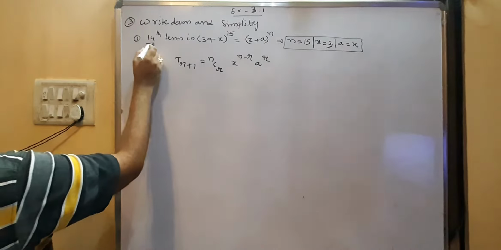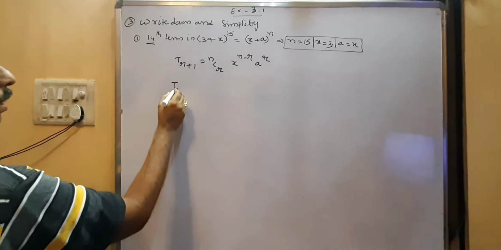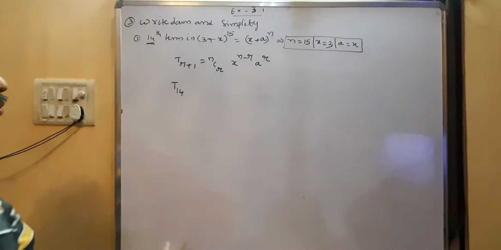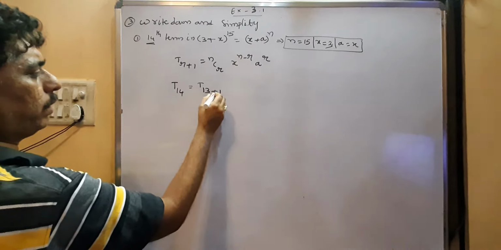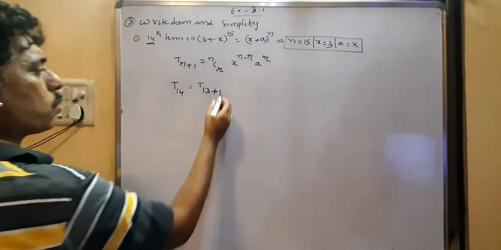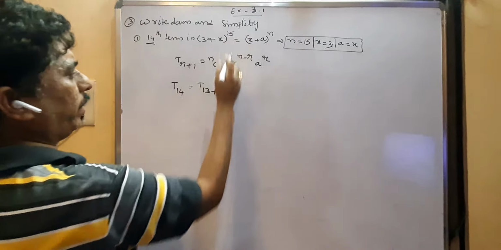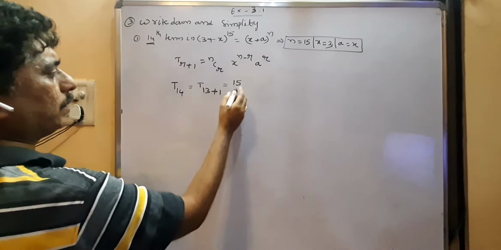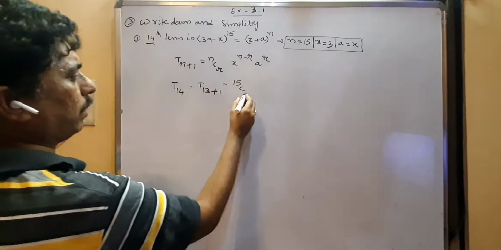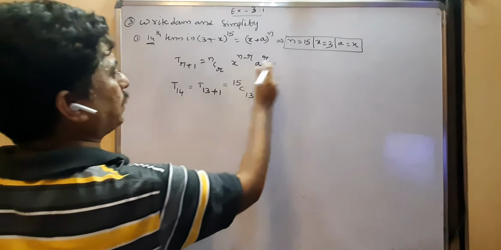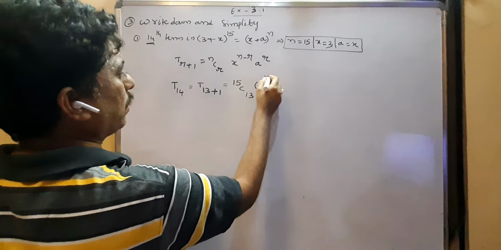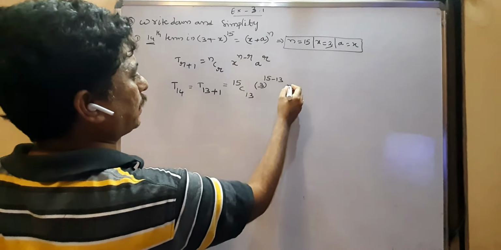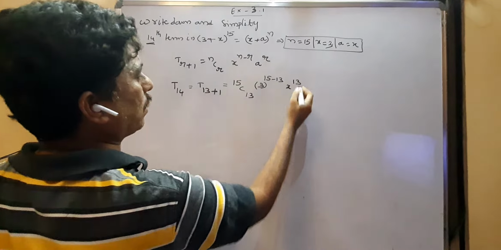Now you have to find the 14th term. The 14th term is something plus 1, so we can write it as T(13+1). So n is given as 15, in place of r it is 13, x means 3, power 15 minus 13, a is x, power r means 13.